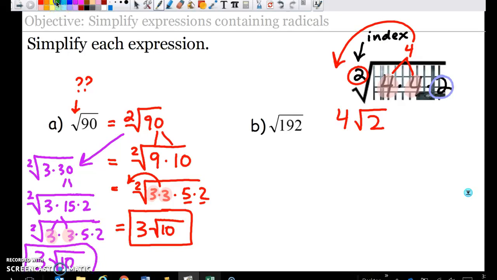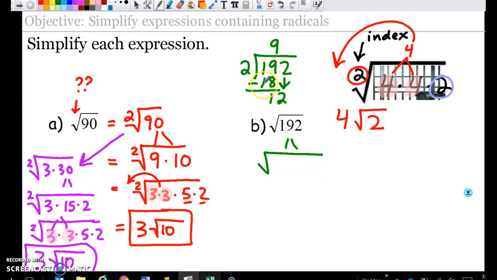Let's look at a bigger number, like 192. Let's factor it. Well, I'm not sure what goes into 192. I'm pretty sure that 2 does. Let's divide 192 by 2. 2 doesn't go into 1, but it does go into 19, 9 times. 2 times 9 is 18. 19 minus 18 is 1. I bring down the 2 from up here, and 2 goes into 12, 6 times. So this is actually 2 times 96.